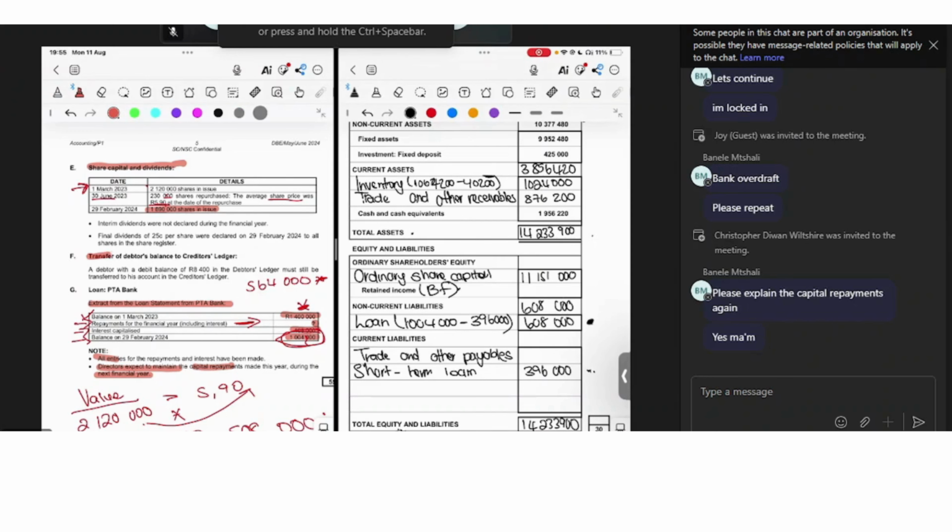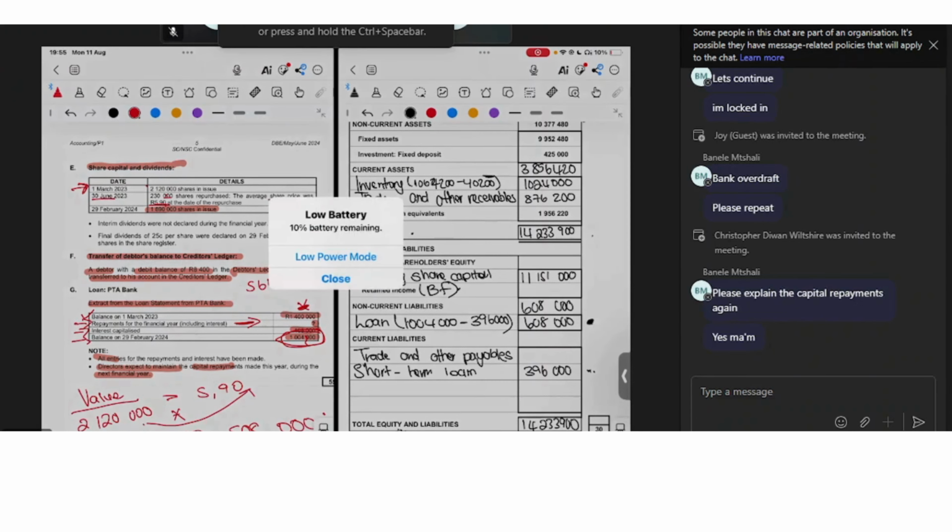Oh, we missed something. A transfer of debtor's balance to creditor's ledger. They're saying here a debtor with a debit balance of 8,400 in the debtor's ledger must still be transferred to his account in the creditor's ledger. That's not making sense. Okay, I think this was a typo or something, because if they have a debit balance, that means they owe us.